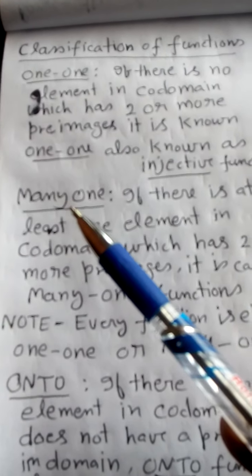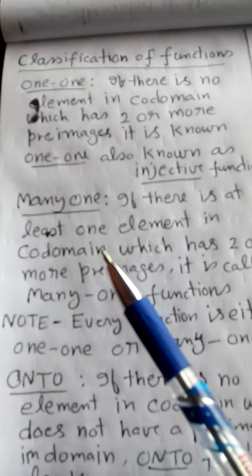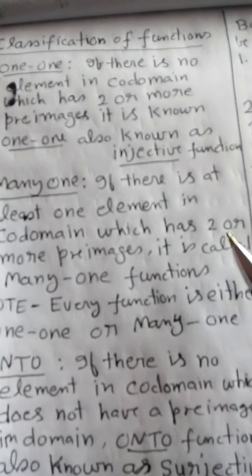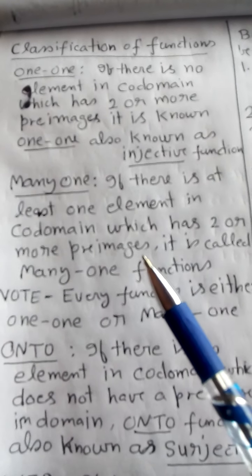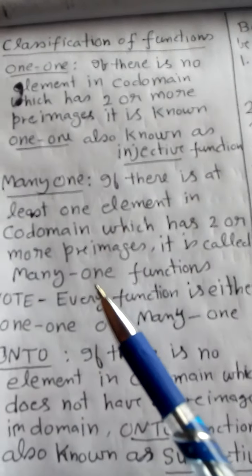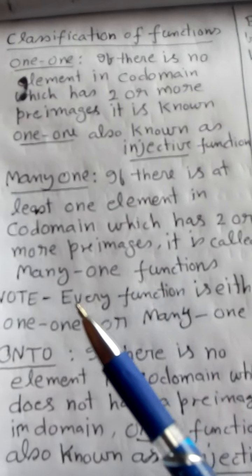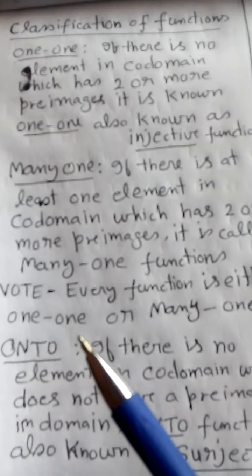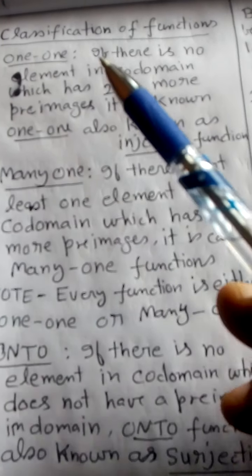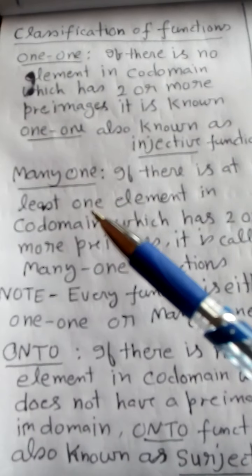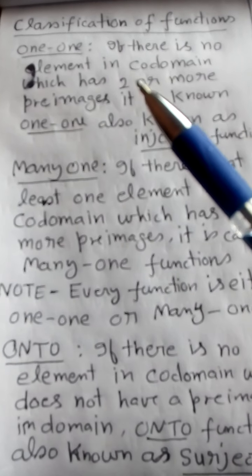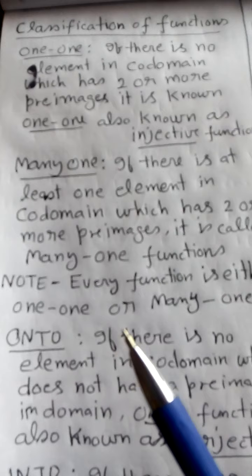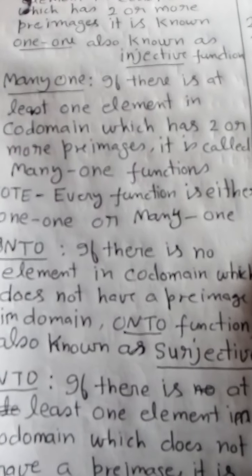Second is many-one. If there is at least one element in codomain which has two or more pre-images, it is called a many-one function. You should note that every function is either one-one or many-one. See, these are complementary. If this happens, this cannot happen. If this happens, this will not happen. So every function is either one-one or many-one.